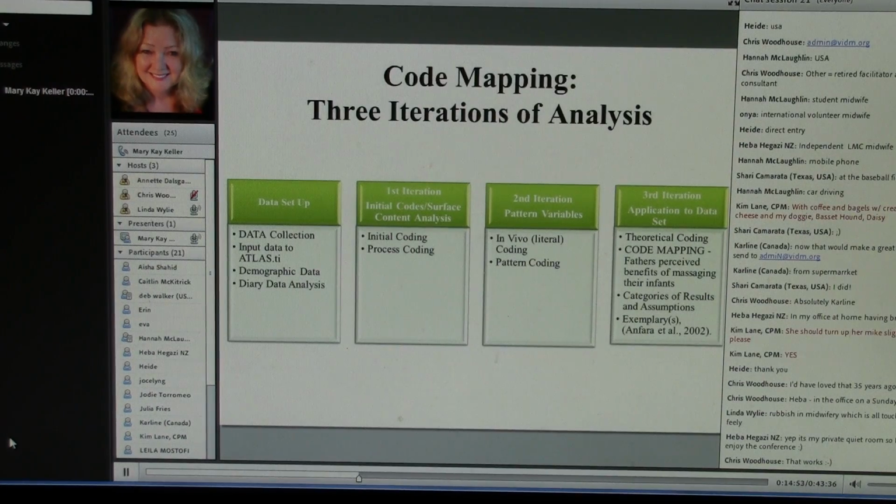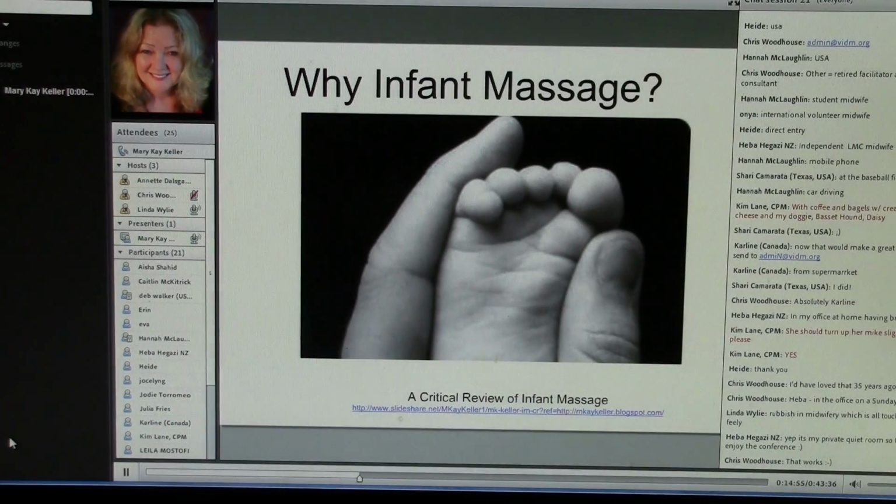I'm checking this side just in case there's any questions that pop up over there as I'm going through.